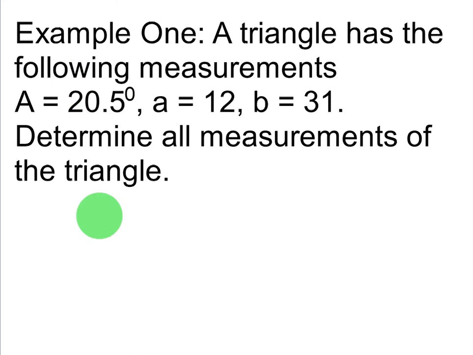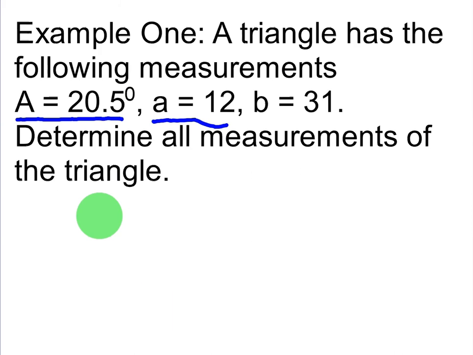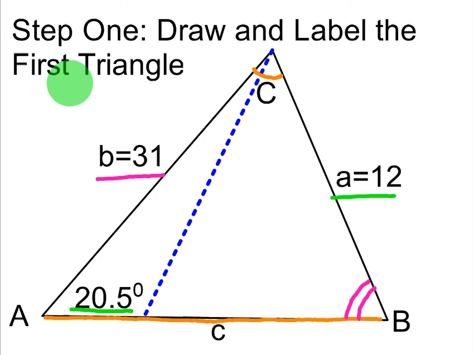Now, because there's two possibilities, a lot of times the question will be worded in a sentence. So a triangle has the following measurements: big A is equal to 20.5, little a is equal to 12, and little b is equal to 31. So 12 will be opposite 20.5, and little b will be the other side. Determine all measurements of the triangle. So this will have two solutions. Little a is less than little b. That means you have to draw two triangles, basically.